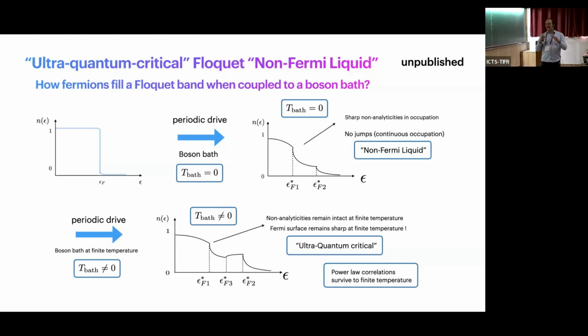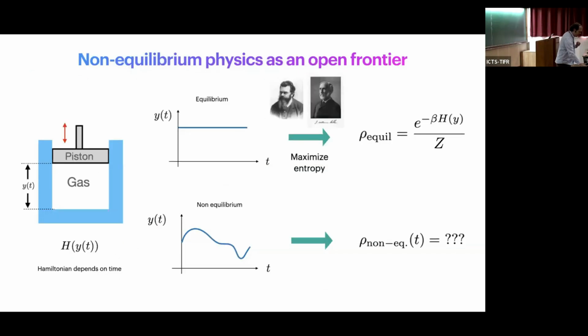But it's a very strange state. The Fermi surface remains sharp, even at finite temperature. So the system still has power law correlations, like in the Friedel oscillations. There are perfectly sharp Fermi surfaces at finite temperature, which is something that has no analog in equilibrium. So now let's set up this more concretely. That's kind of the overview of the main messages.